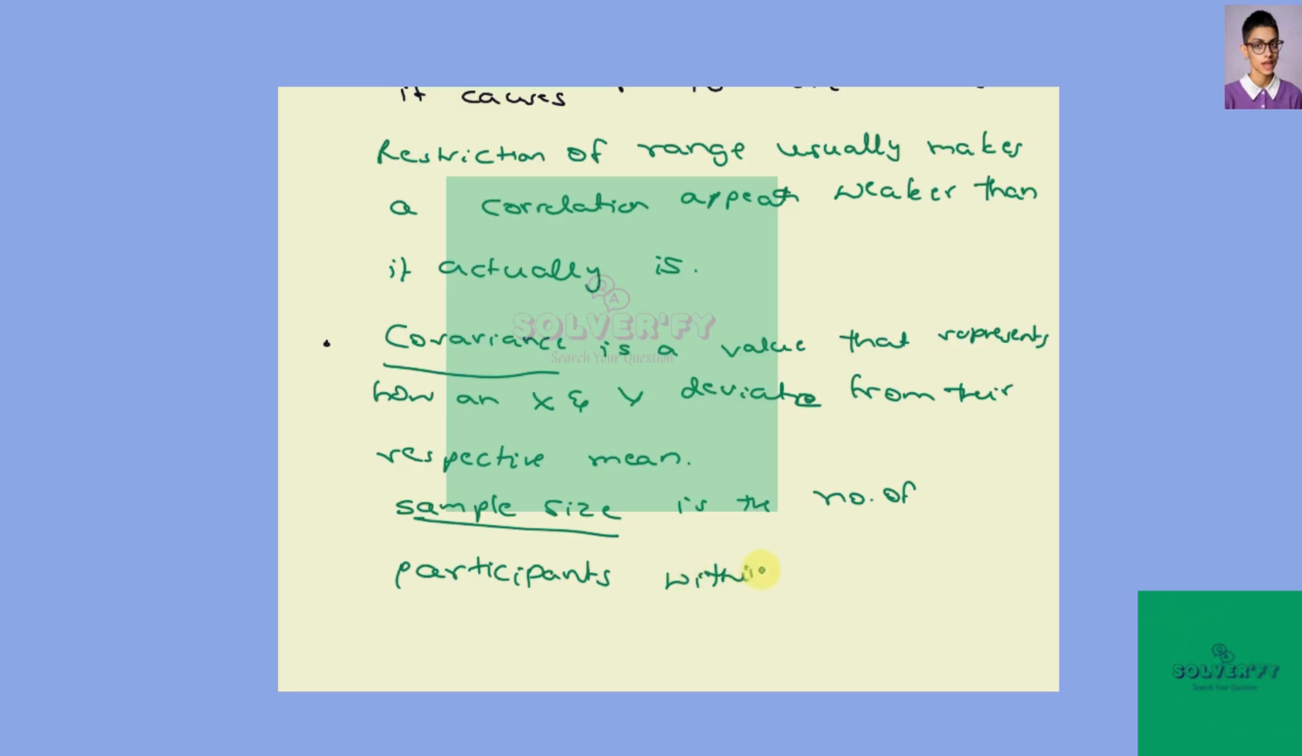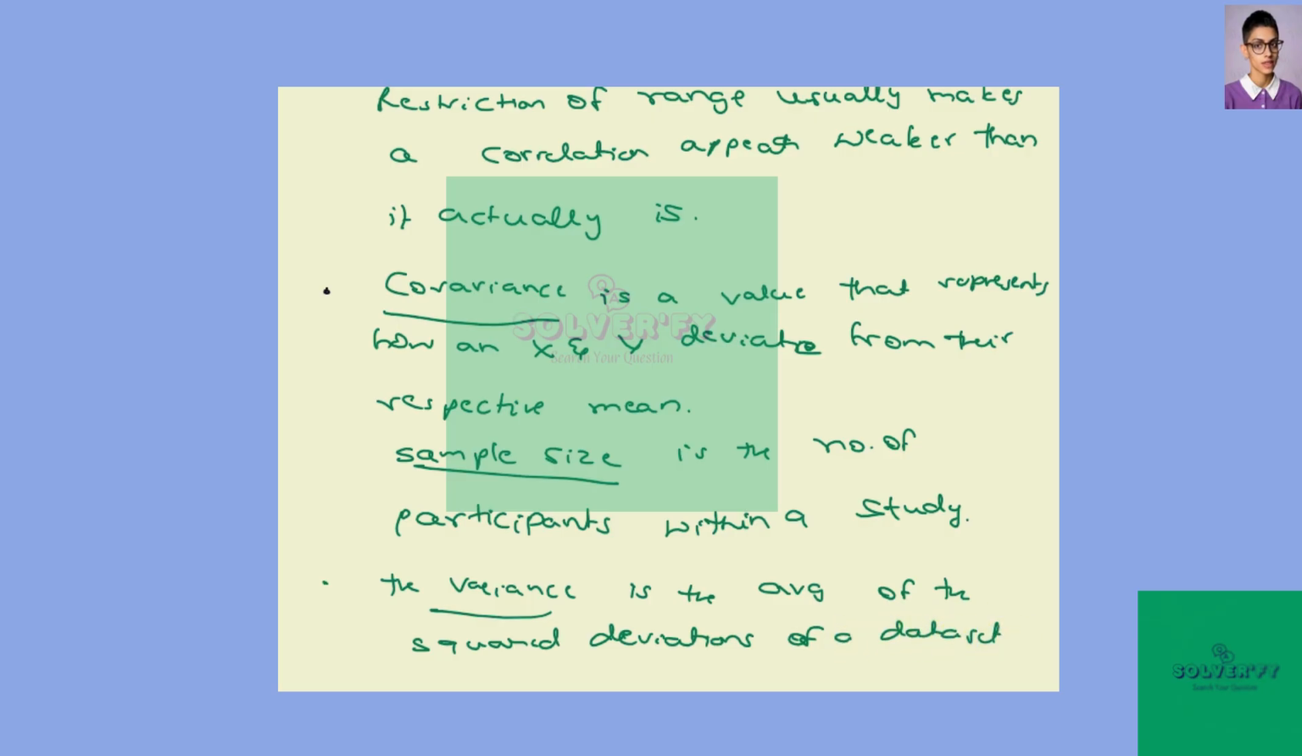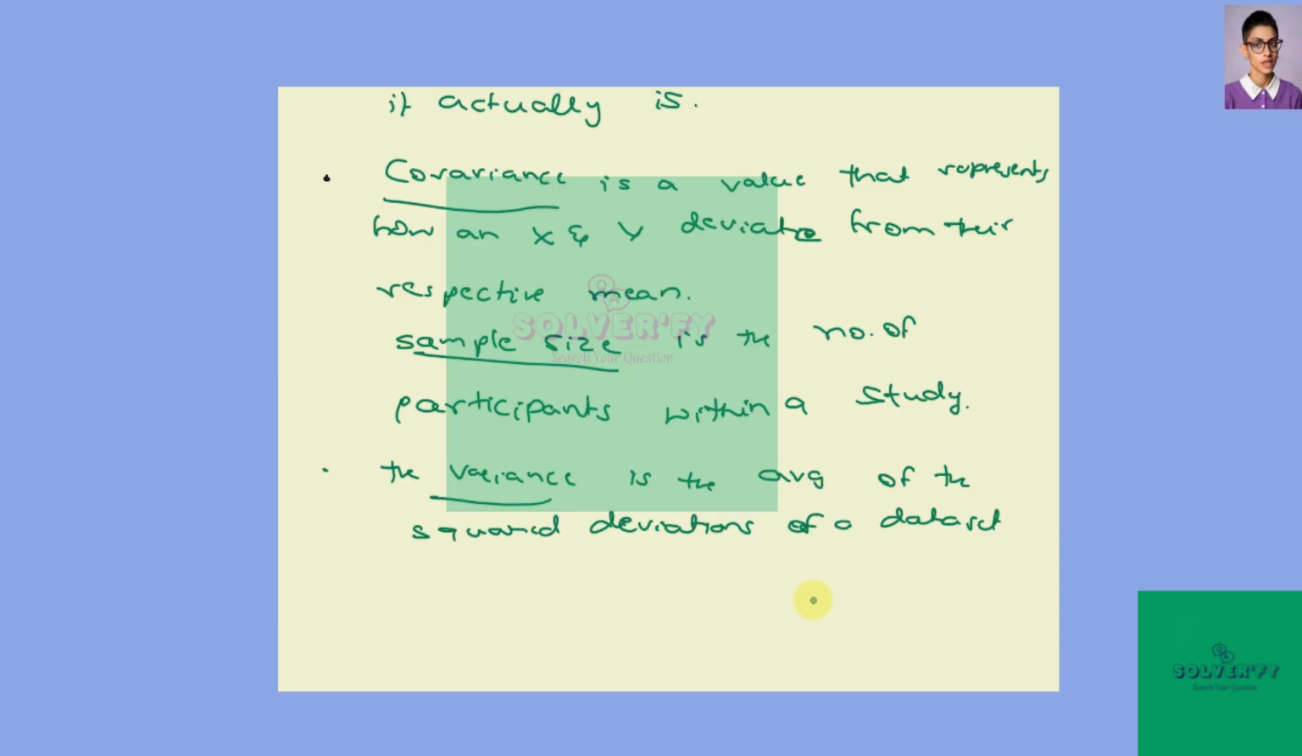And next, the average squared deviation from the mean is also known as variance. The variance is the average of the squared deviations of a data set.